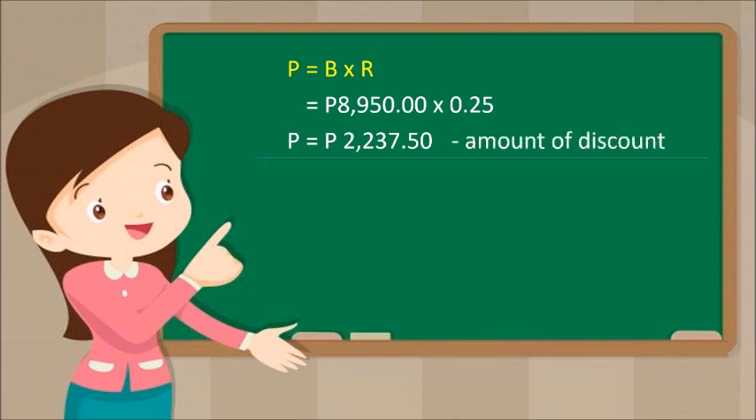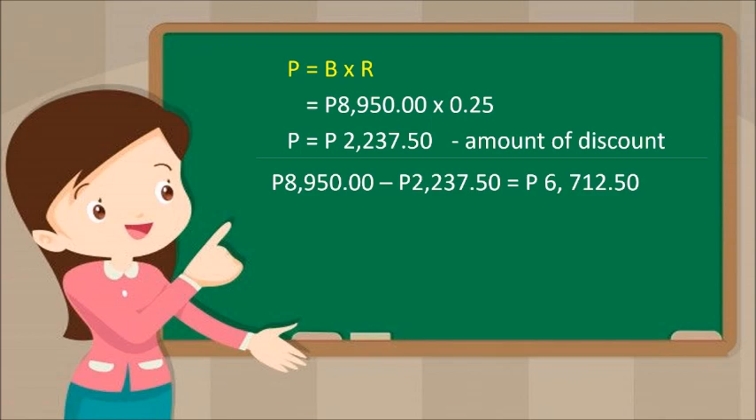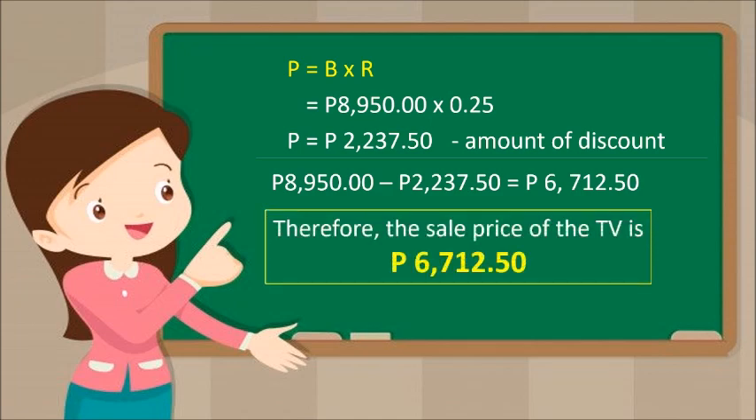Next, from the original price, which is 8,950, we deduct the discount price, which is 2,237.50, which is equal to 6,712 and 50 centavos. Therefore, the sale price of the TV is 6,712 and 50 centavos.